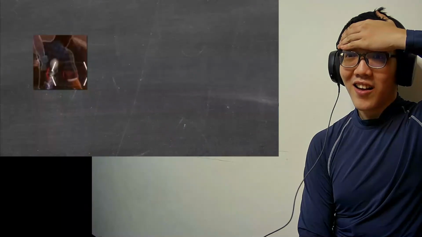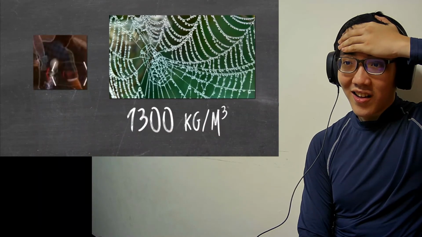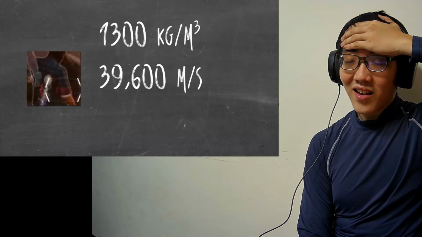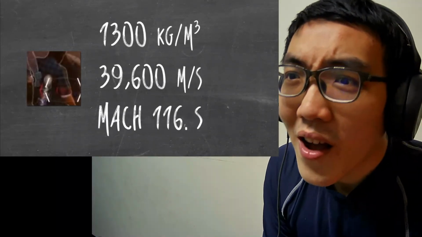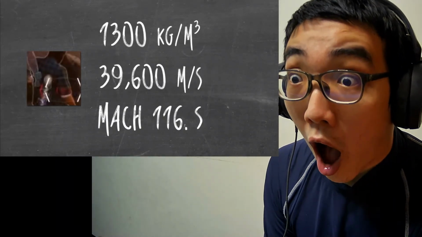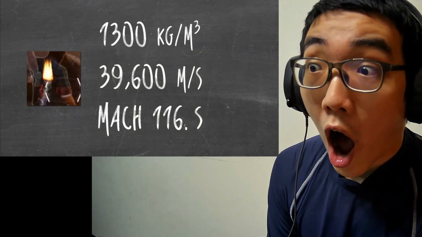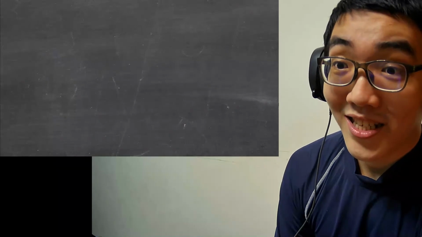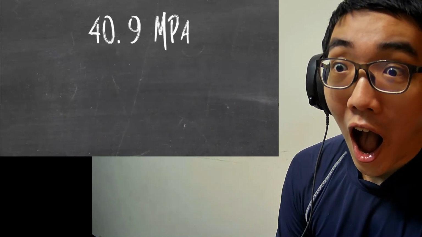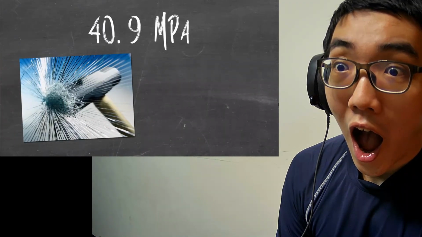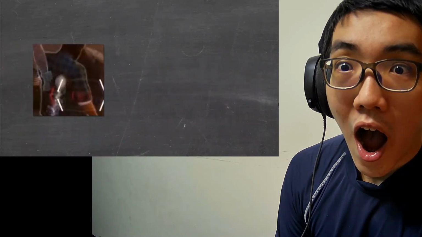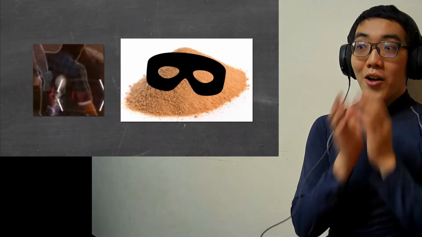In order to impart these forces, if Spidey's webbing has a density of spiderweb, 1,300 kilograms per cubic meter, it'd have to be moving at 39,600 meters per second, over 100 times the speed of sound, which means it'd be lighting on fire as a compressed air in front of it like a spaceship entering the atmosphere. Not to mention it would create over 40 megapascals of pressure on impact, the impact of a freaking bomb going off. This thing would definitely turn a mook into powder before it launched him off anywhere.